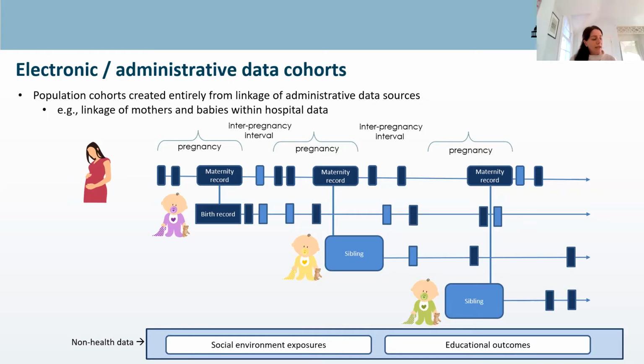So in my next few slides, I wanted to go through some examples of how we can use these sorts of linked administrative data cohorts. And then I want to talk through how we do the linkage and some of the challenges with that. And then a step further on, how we deal with uncertainty in the linked data itself.